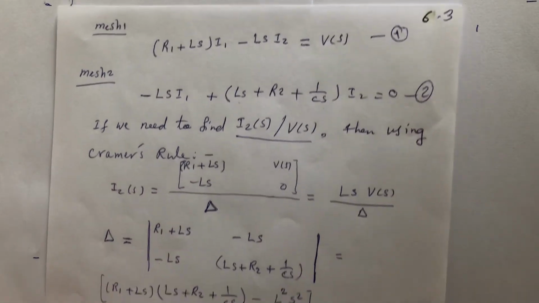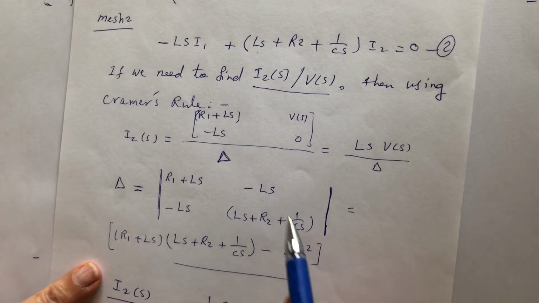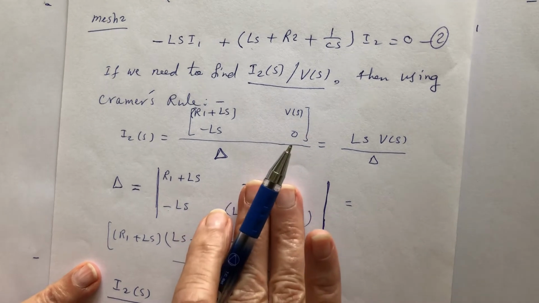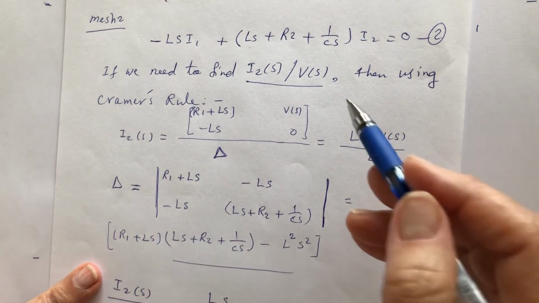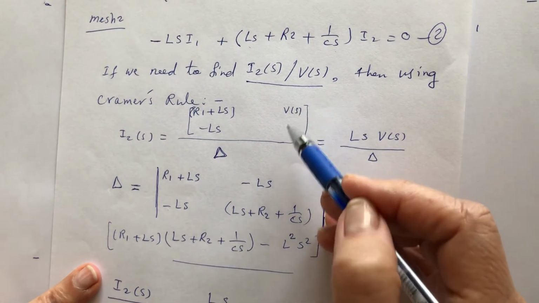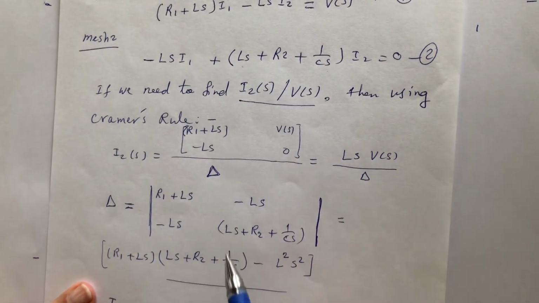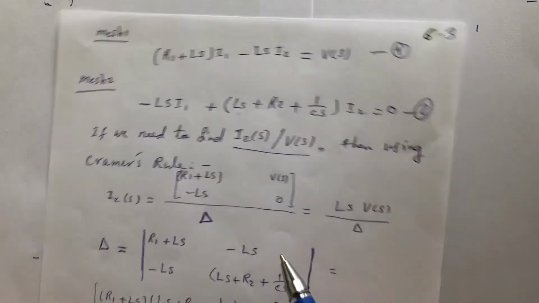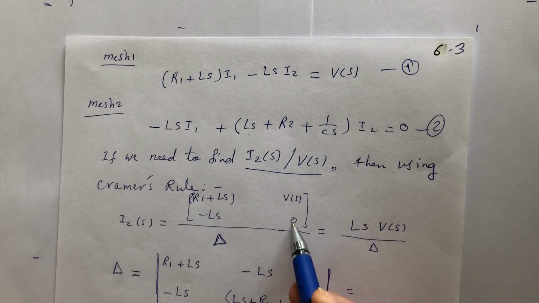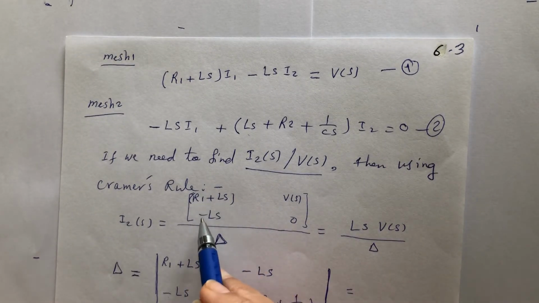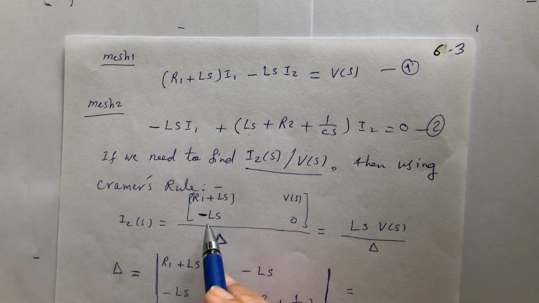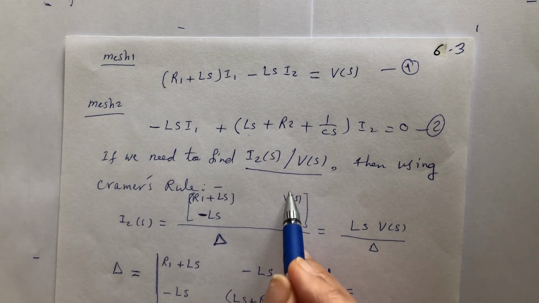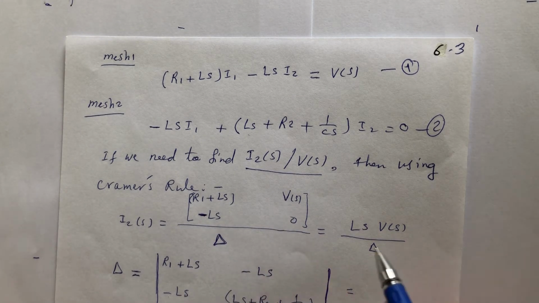So in this matrix, if I want I2, I'll take this away and put the B matrix, which is V of S and the 0, and this is the delta, which is the determinant of this. Here the determinant this time will be 0, minus, and there is a minus, so it will be plus LS times V of S. Of course, this should be big. So this will be LS V of S over delta.